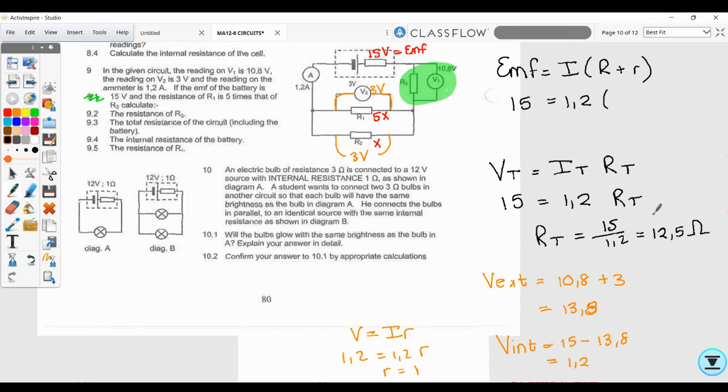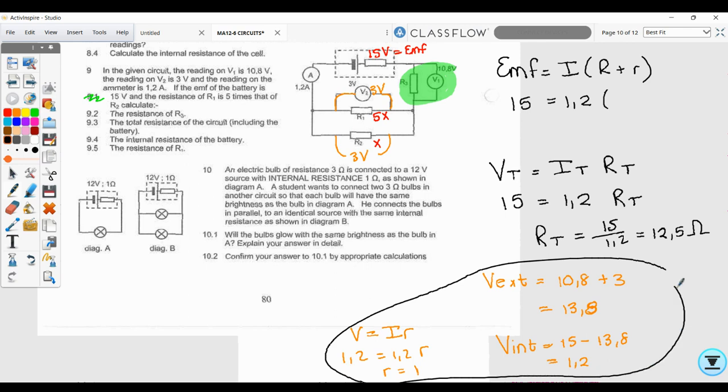We don't have it. But couldn't you just say you have the V external? So couldn't we just work out the resistance of the external? You could have worked out this one's current, and then its voltage, and then its resistance if you wanted to. We already have V external and we have 1,2 ampere. So we want to get the total external resistance. Couldn't we just say 13,8? You could have done that. I still think the first method we did is easier, but it doesn't matter. Yes, you can do that.